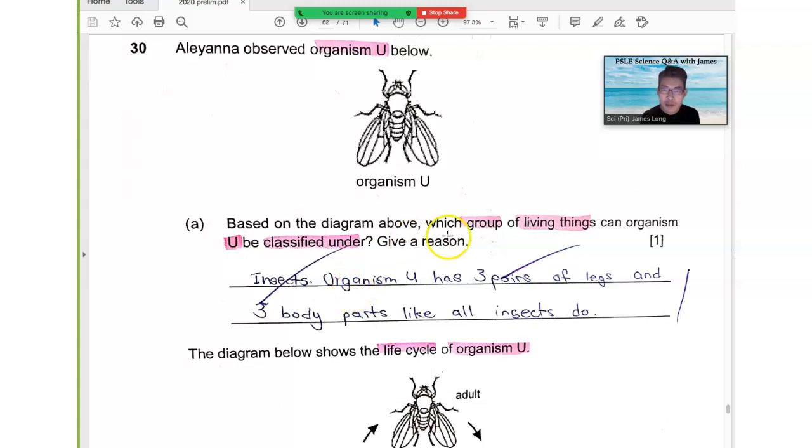Now, based on the diagram above, which group of living things can organism U be classified under? Of course, group of living things refers to those that you have learned in primary 3, like mammals, like plants, microorganisms, fish, amphibians, reptiles, and of course insects. And which group? Of course insects, and give one reason. So actually this chart has given me more than 1, so I've marked the part. I just need 1 correct one. Okay, now don't be tempted to give too many answers because for every wrong answer you give, marks will be deducted. Now let's take a look at the next part of the question.